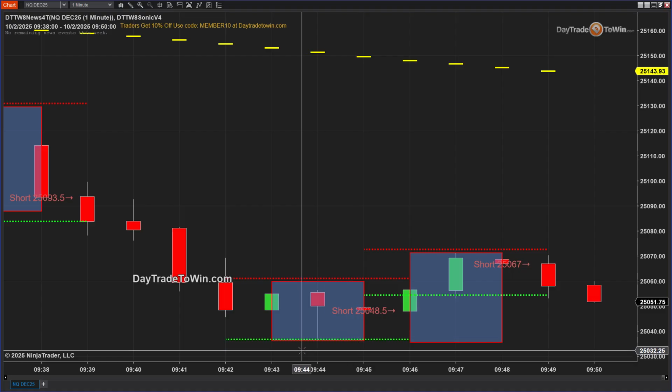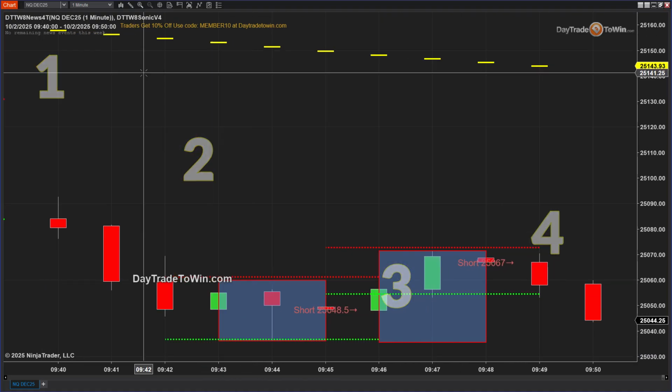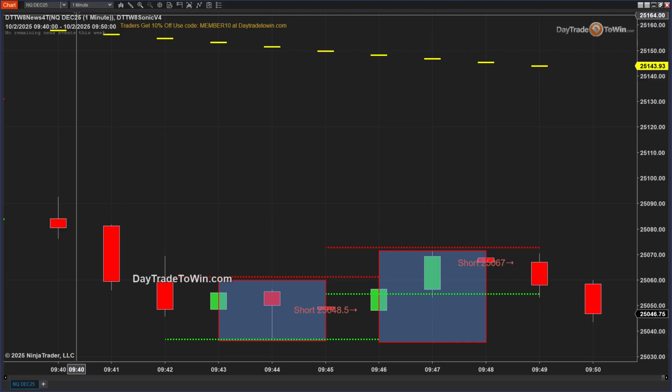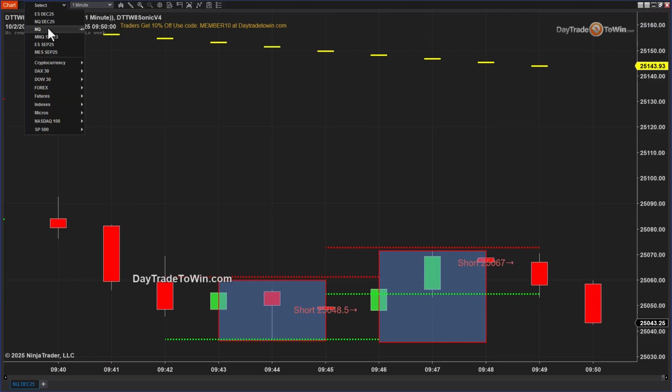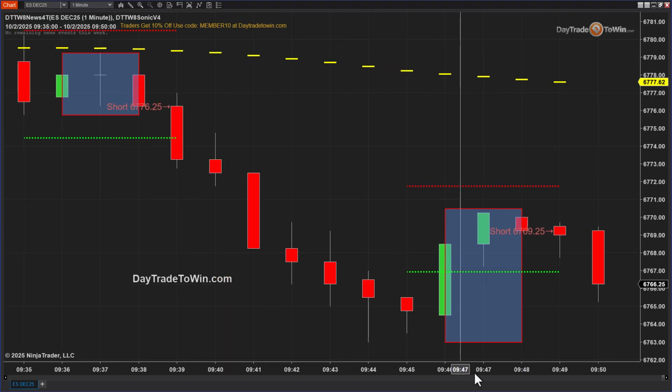But so far we've had 1, 2, 3, 4 trades to the short side. Looks like the day is going to be, at least right now, short side. Let's take a look at the E-mini S&P, see if we can have another perspective on the market.